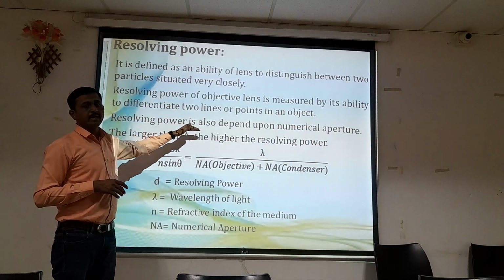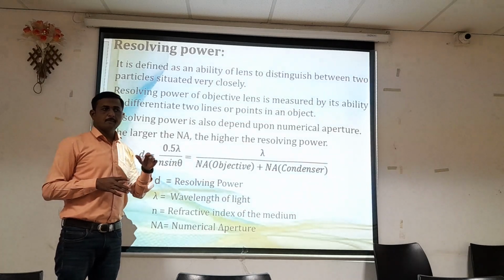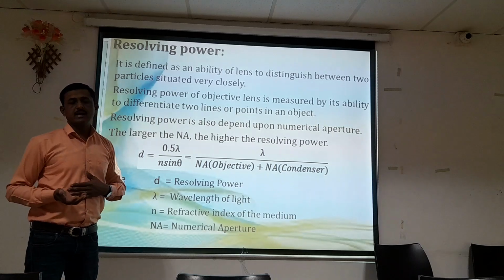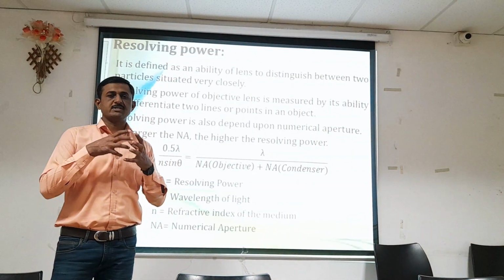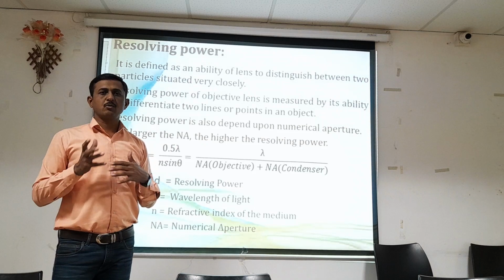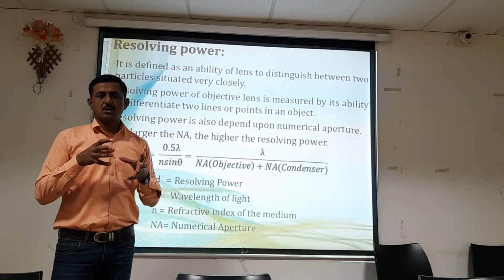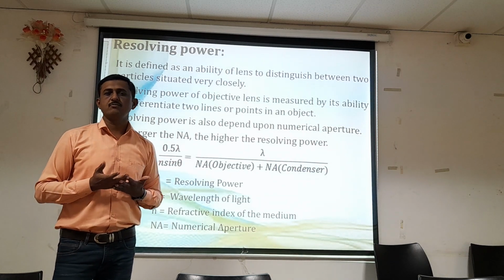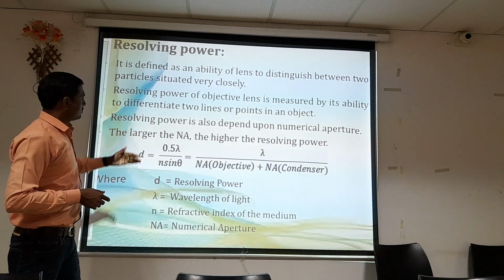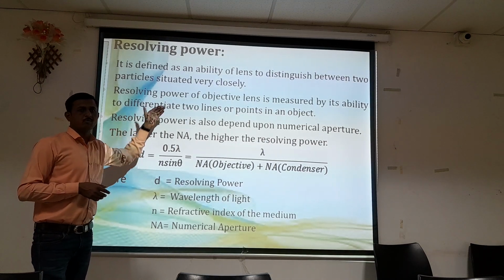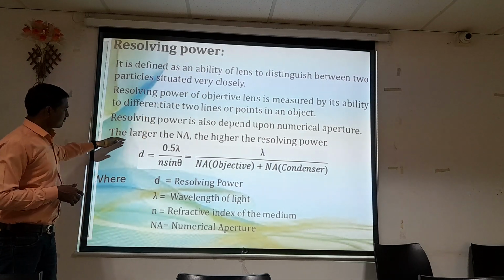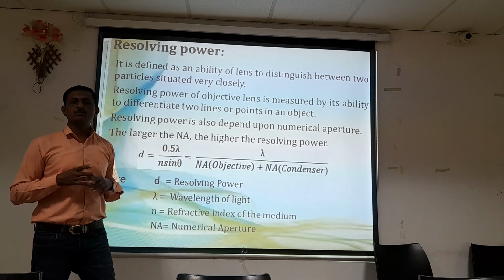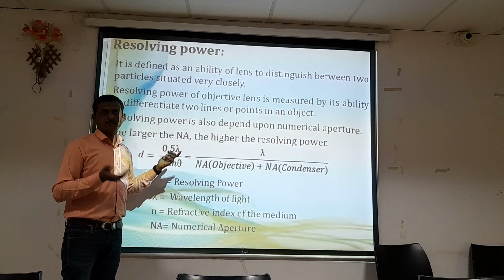Resolving power also depends upon numerical aperture. As your numerical aperture value is more, your resolving power can be more, so we can resolve a specific object very nicely, or differentiate one small dot from another, or we can see a small organism very nicely. So the resolving power of your objective is dependent on the value of numerical aperture. The larger the numerical aperture, the higher the resolving power. As the numerical aperture value is more, your resolving power is more.